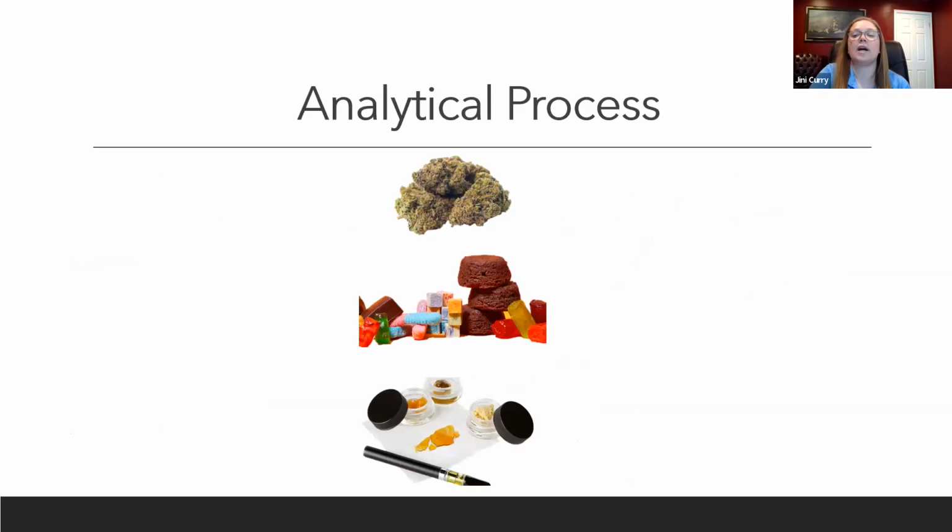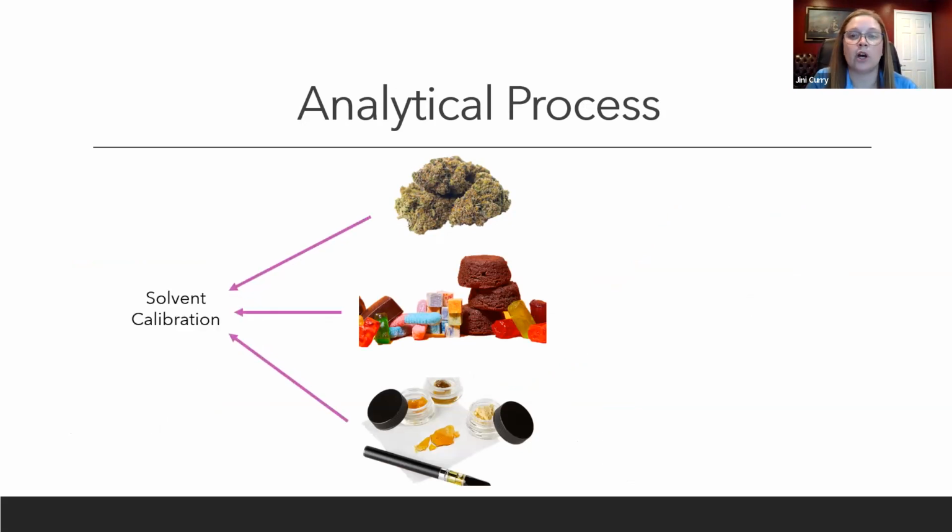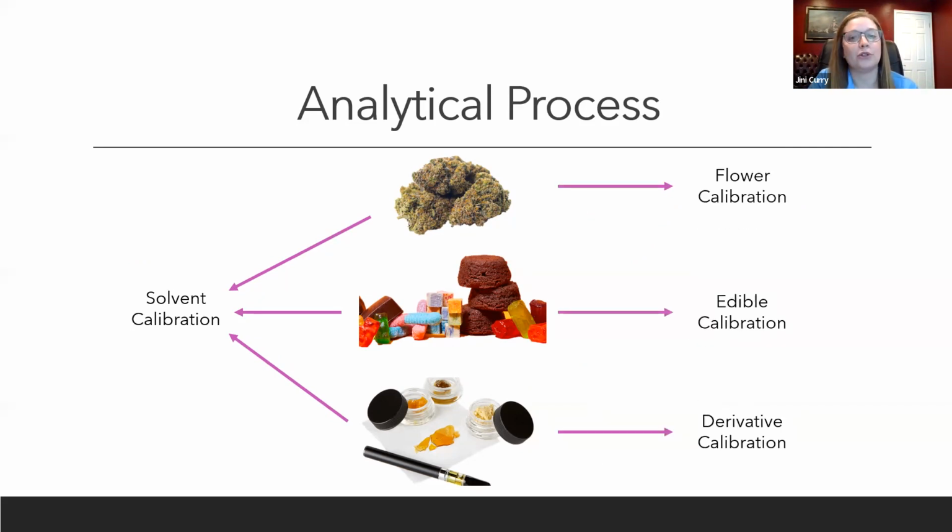So analytical process wise, what we did here is once we had all of that material extracted, that flower, those edibles, and those derivative products, we then ran those on a solvent calibration. So we ran both the sample and the spike, and that allowed us to really calculate what our recovery is. So when you spike those samples with those pesticides, how did they recover? You know that the sample is clean, you know how much you spiked with, so you can calculate exactly what your range was there. And then we also took those same samples and ran them on a flower calibration for the flower, an edible calibration for the edible, and a derivative calibration for the derivative products.